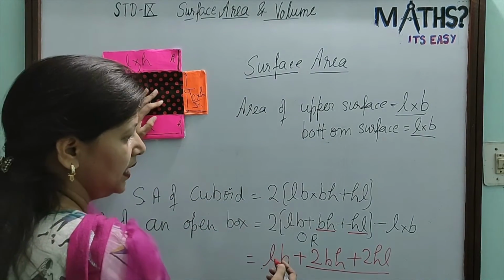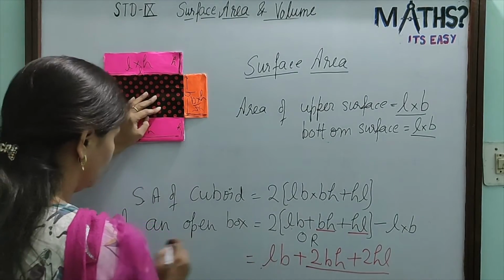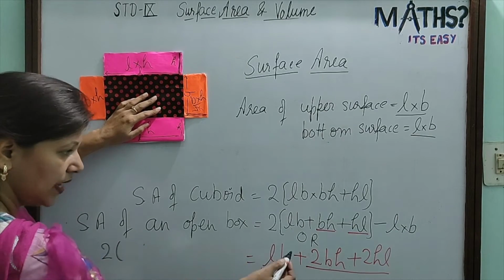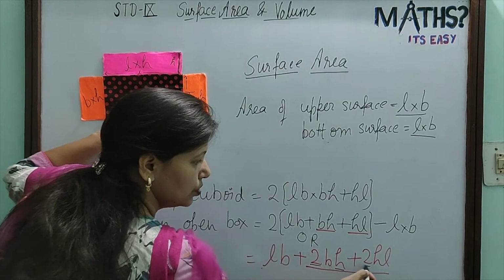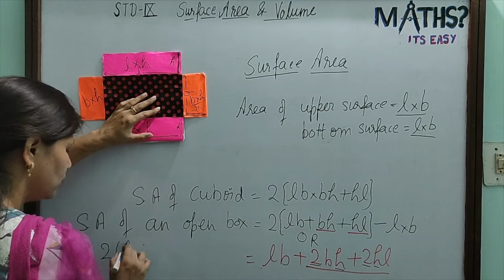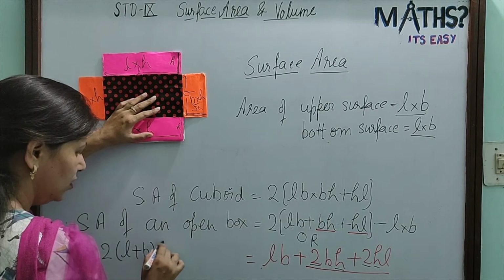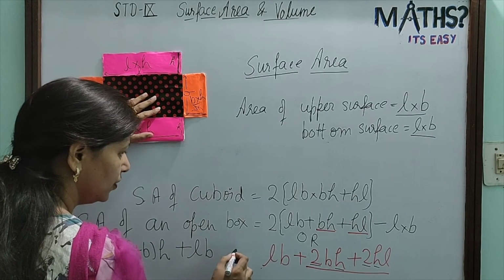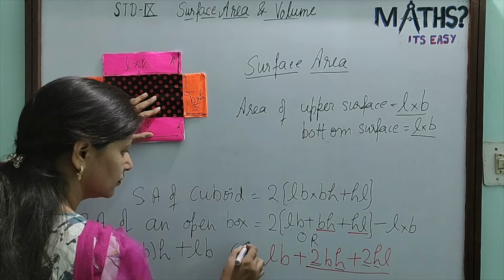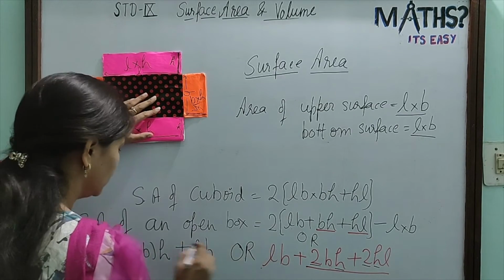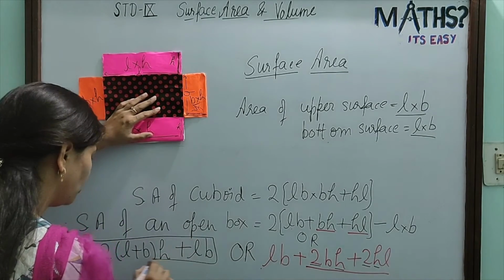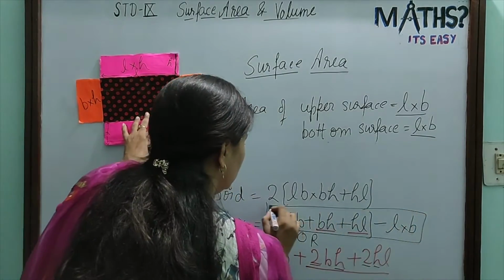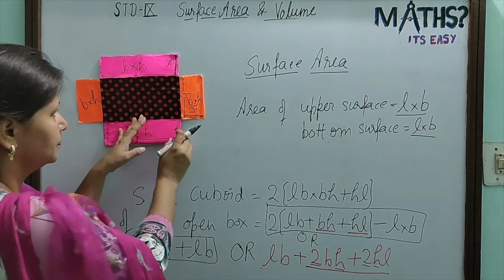Okay. More simply, we can write the surface area of an open box like 2. Simplify. Just take out this 2 and H. 2 and H common here. So it will be 2(L plus B) into H plus LB. So these both are the formula for an open box, this is the formula for open box and this is also a formula for open box.